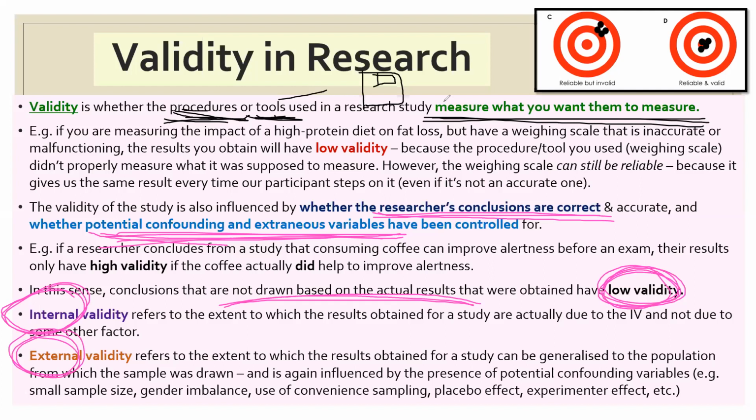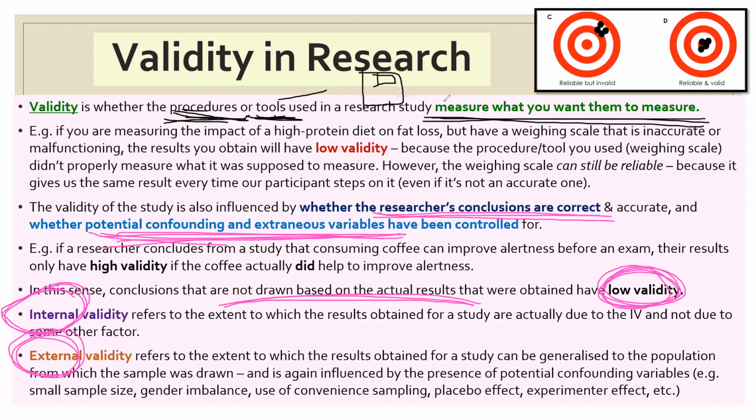External means outside. So external validity is referring to the extent to which our results might be generalized to the outside population. Again, both internal and external validity are influenced by potential confounding variables. Remember, we said potential confounding variables are really sneaky things. They always get into affecting everything in a study. And validity and reliability are prime examples of what they can affect in terms of the results, okay? So if you've got potential confounding variables in your study, it's very highly likely to be unreliable and very highly likely to be invalid in terms of the study's results.